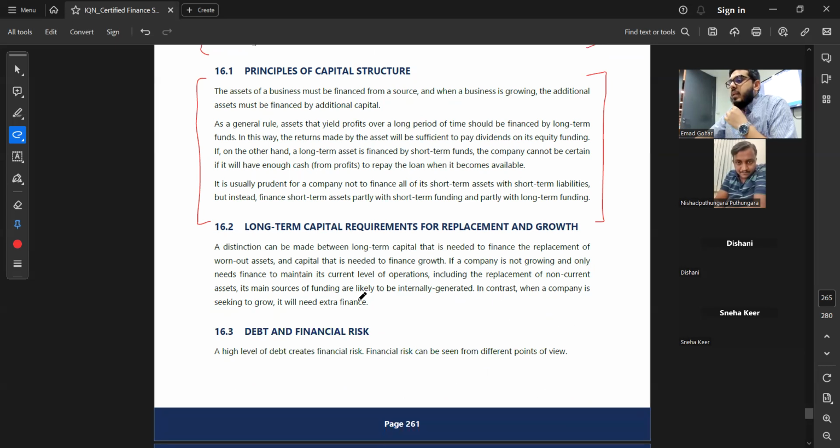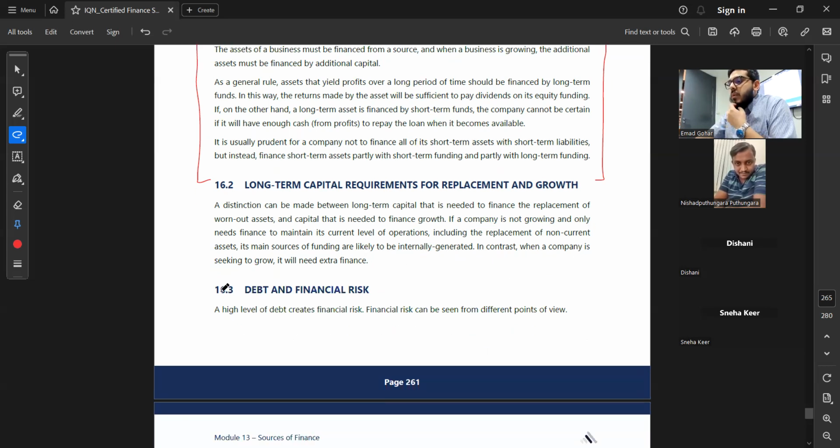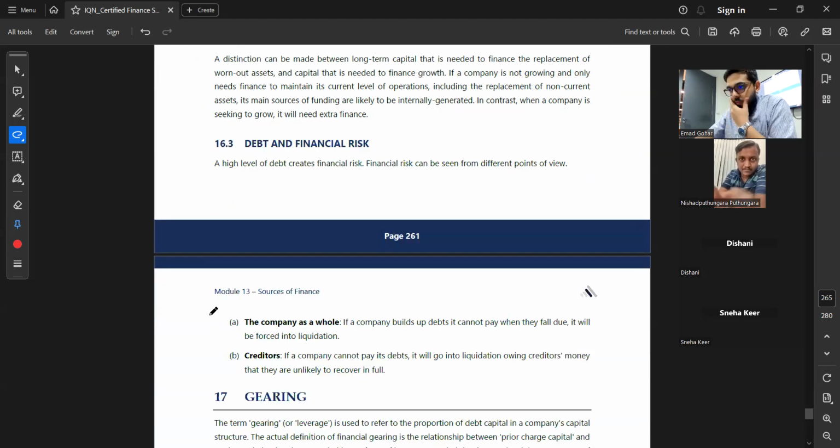Okay, same thing they are telling you here also. Long-term requirements. Debt and financing risk. This I already explained, you remember? If a company builds up debt, it cannot pay. It will be forced into liquidation. I think we know this already. Right or not? If you take a loan which you cannot pay, what will happen to you? You will liquidate, go bankrupt.